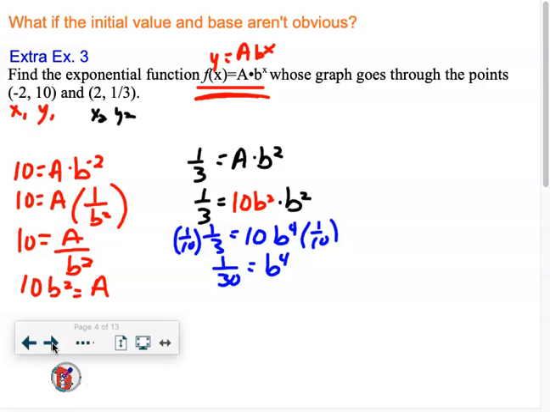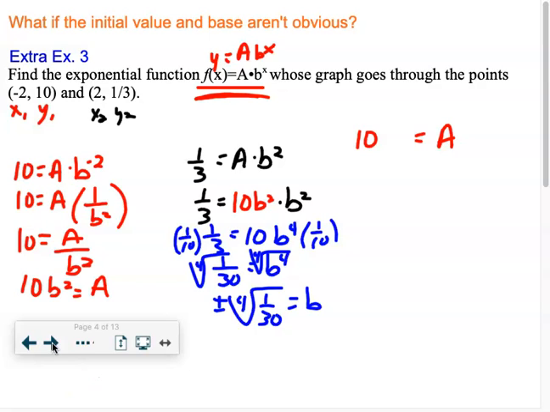Now I need b, so that would mean I have to take the positive and negative 4th root of this thing to get b. Okay, so there's b. Now I have to use b to figure out what a is in my red equation. So we have 10, and then we're going to take b and square it. That means I'm not even going to bother writing down the plus or minus. Since we're going to square it, it's all going to be positive anyway.